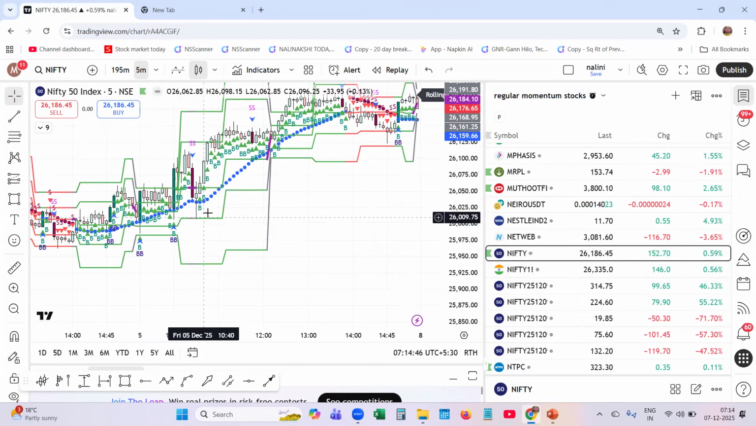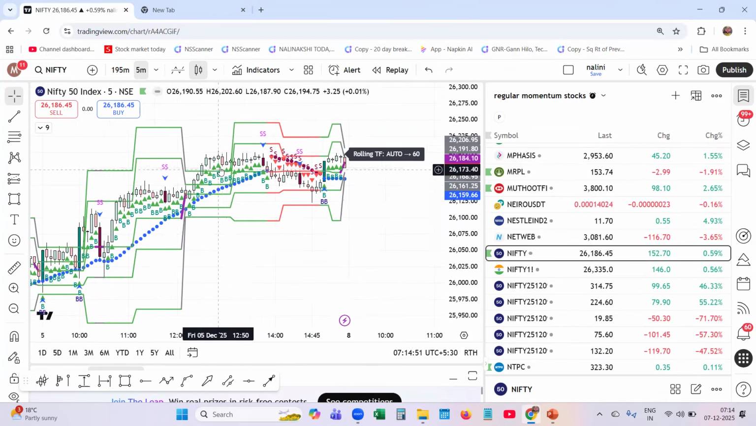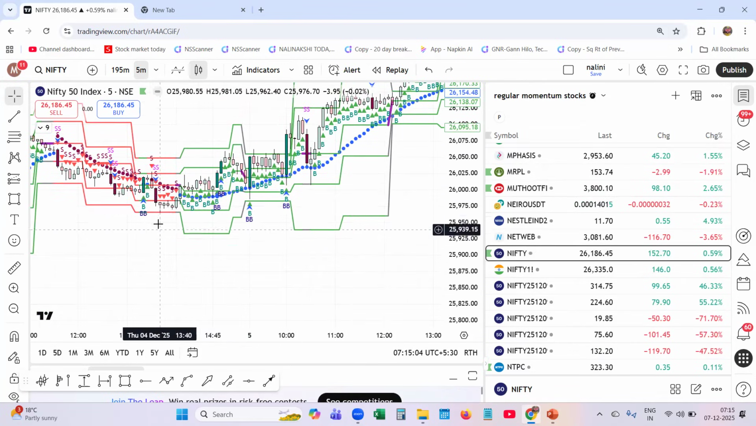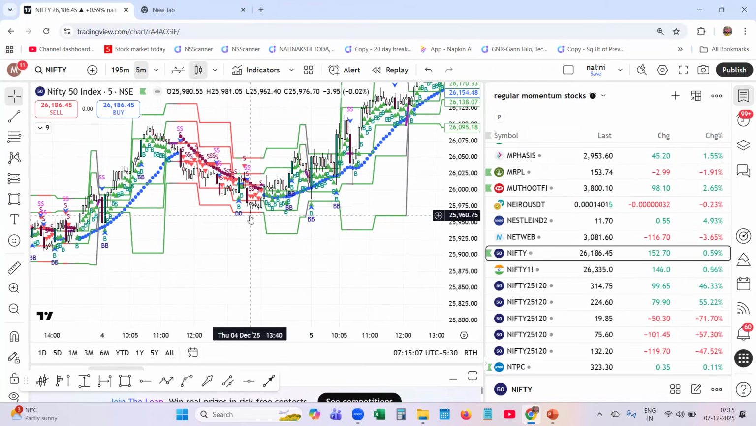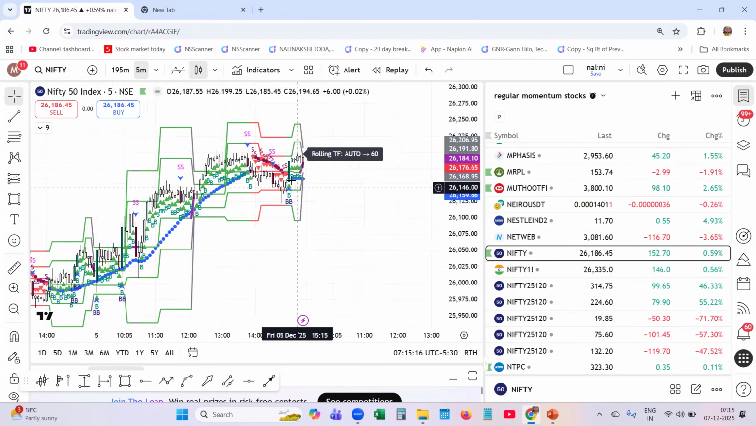The price only touched the S1 here. Even now it has come down and touched the S1 and S2. Here, while going up, it touched this S2 and then picked up momentum. Now it has touched the S2 and we need to see what sort of movement it will make.